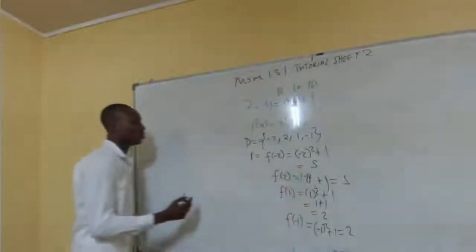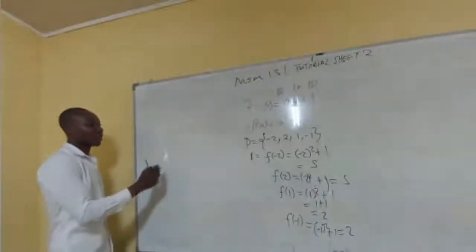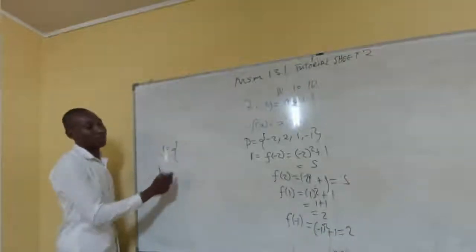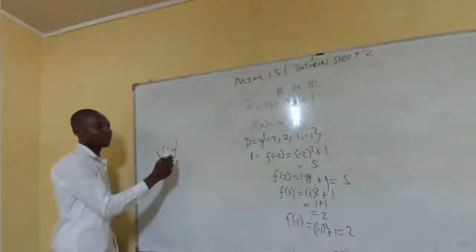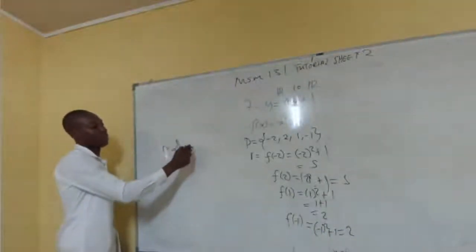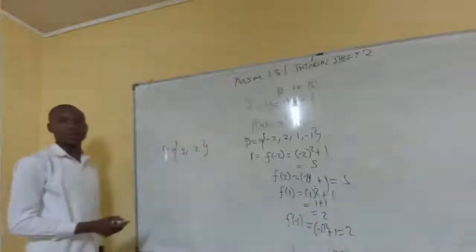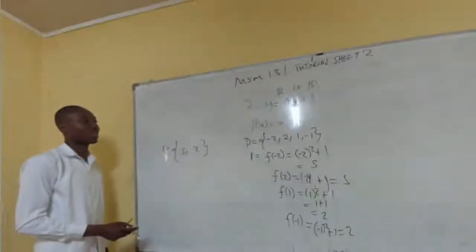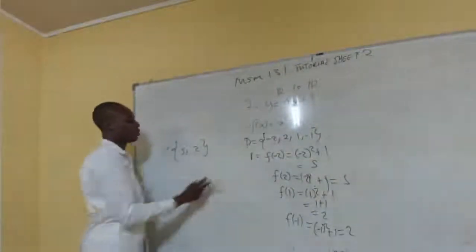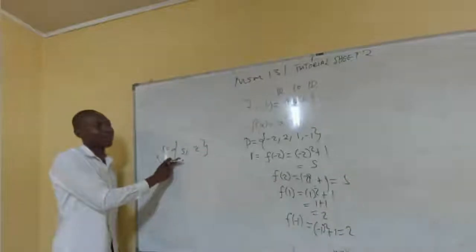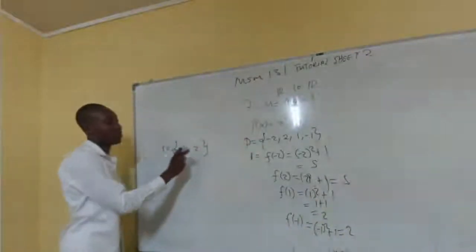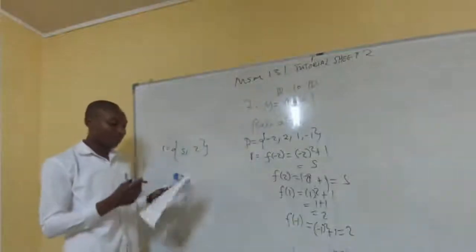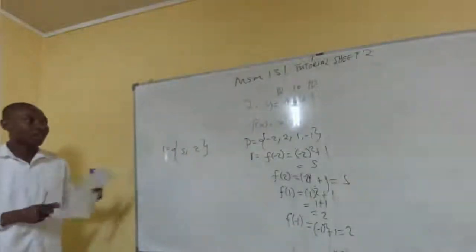So what is our range? Our range, therefore, simply has the values 5 and 2. Okay, so that is our range. If you were to map this, you notice that -2 and 2 both map to 5, and 1 and -1 both map to 2. But this is a function. This is actually an even function. Okay, so that is a many-to-one.